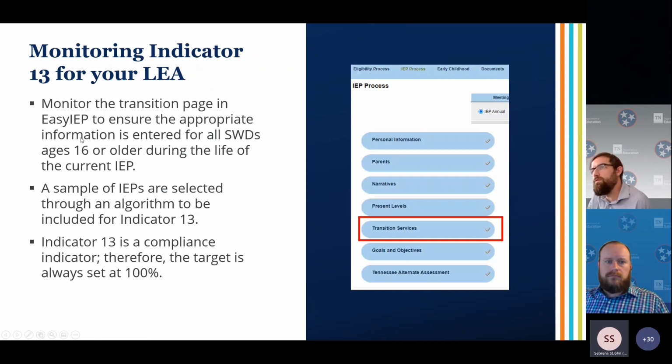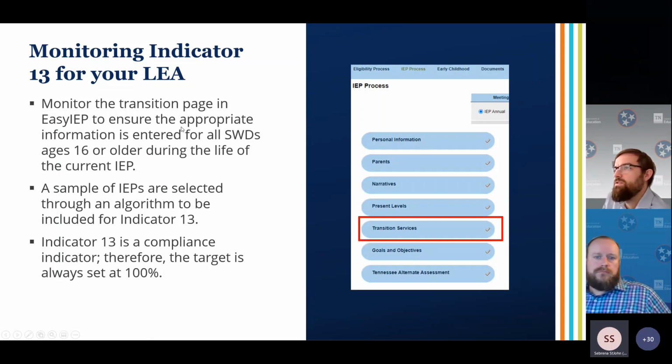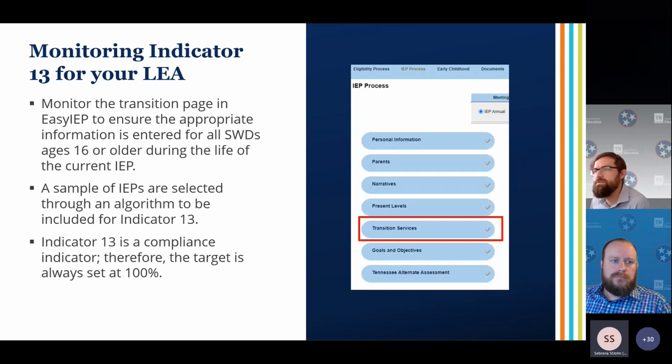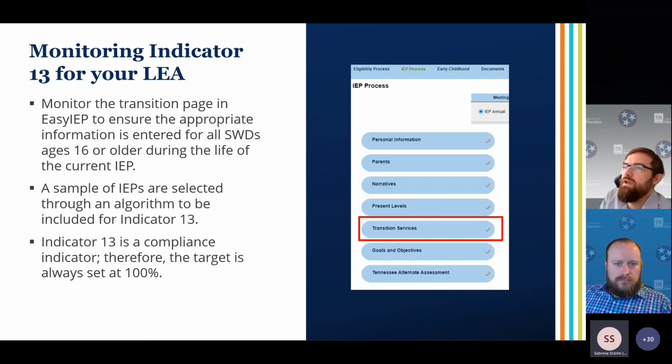So monitoring this within your own district, you can look at post-secondary transition goals for any student age 16 or older at any time by going through Easy IEP and looking at their transition services. If you need any more detailed advice on how to access those, you can reach out to us at any time and we can walk you through that. But you can monitor that for all your students who are age 16 or older by looking at each individual student's goals.